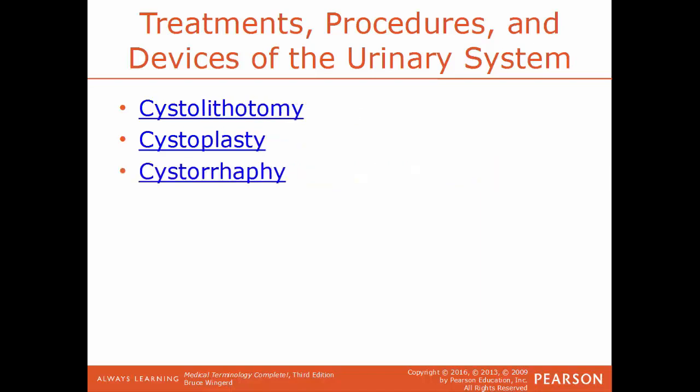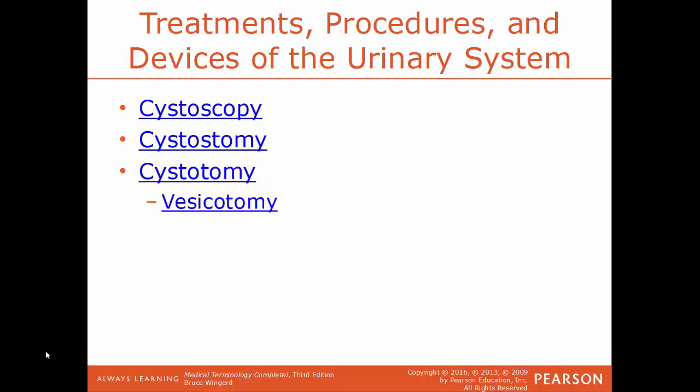Cystolithotomy. This is the process of cutting into the urinary bladder in order to remove a stone, or stones, plural. Cystoplasty, the surgical repair of the urinary bladder. Then our next term here, cystorrhaphy, which is putting sutures within the urinary bladder. Cystoscopy will be a visual examination of the bladder.